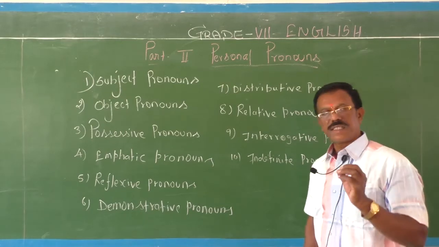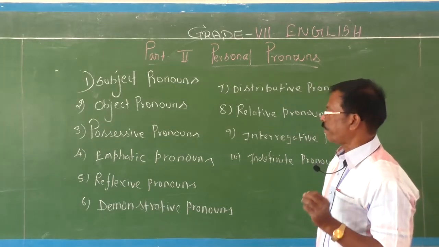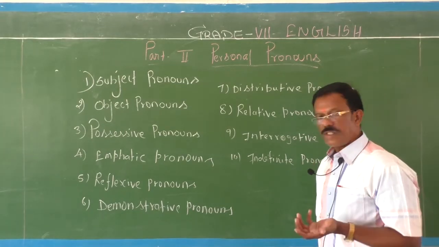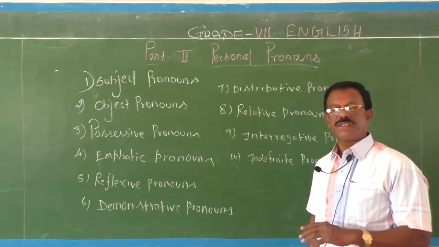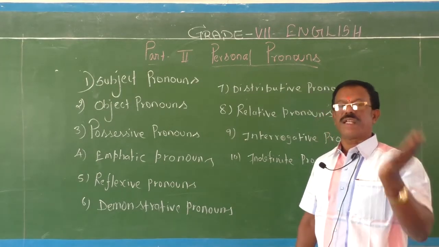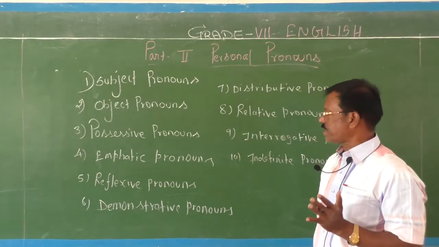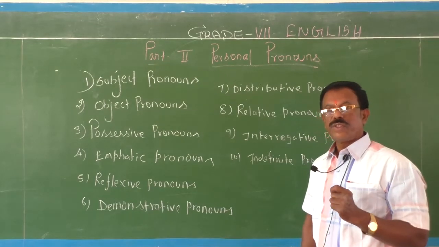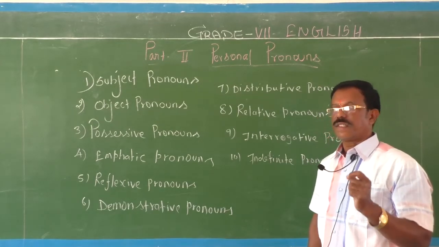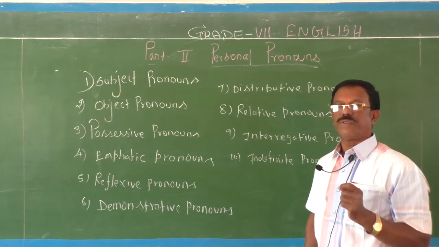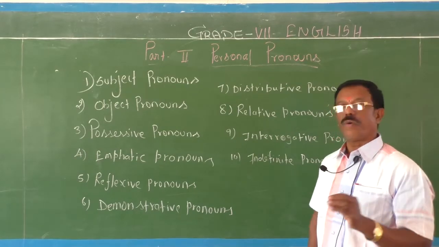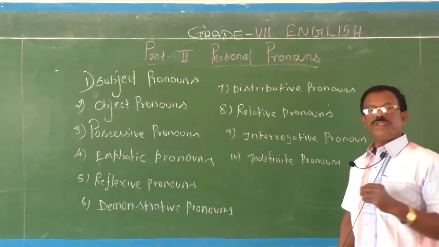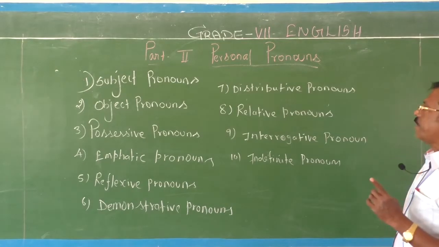Emphatic pronouns, they just emphasize, therefore they are called emphatic pronouns. Reflexive pronouns, both the subject as well as object are one and the same. They just reflect upon the subject, therefore they are called the reflexive pronouns. And the demonstrative pronouns, they refer to the persons or the things they point out, therefore they are called demonstrative, points out. Distributive, they refer to only one at a particular time.